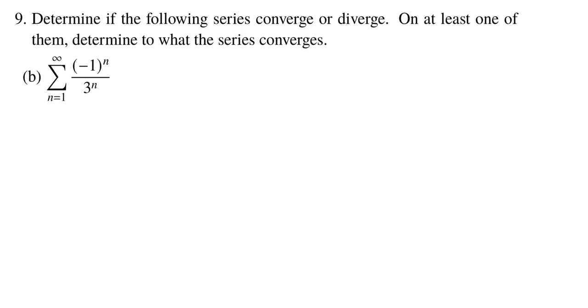So this is a continuation of the previous video where we're trying to determine whether certain series converge or diverge. And it's probably good at this juncture to note the second part of the directions, which is that on at least one of them, determine what the series converges to. Well, on the previous problem, where we were looking at a series that was pretty complicated, n factorial squared over 2n factorial, we had no idea how to determine what the series converged to.